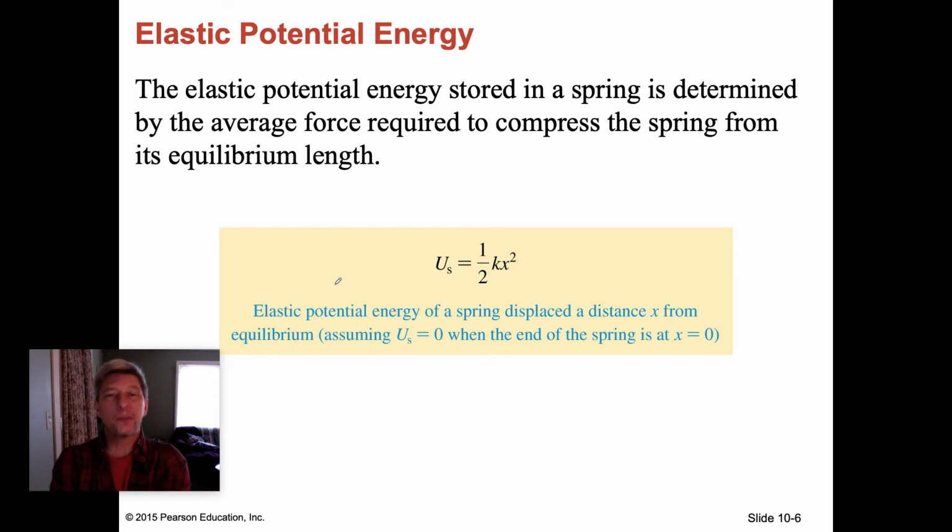So the elastic potential energy stored in a spring is determined by the average force that's used to compress the spring from its equilibrium length. And that is the elastic potential energy of a spring displaced a distance x from equilibrium, assuming that the original potential energy is 0 when the end of the spring is at x equals 0.